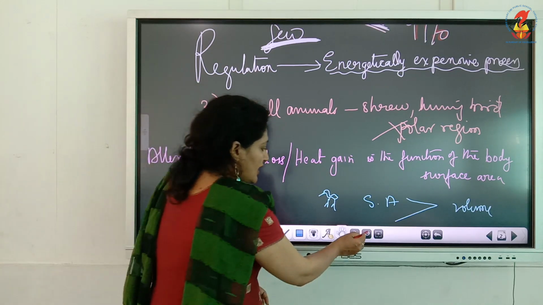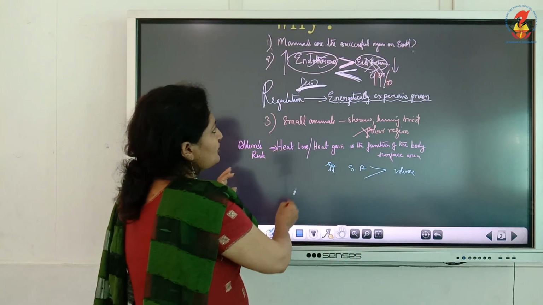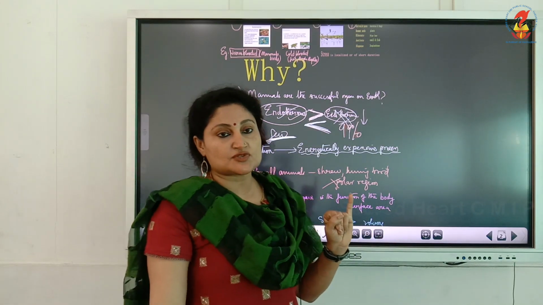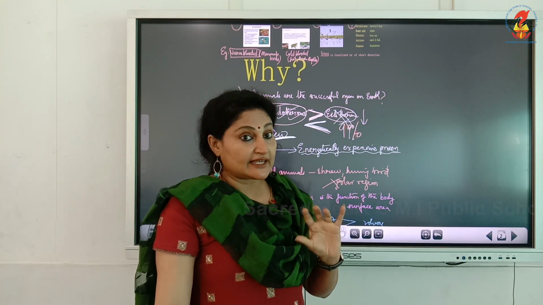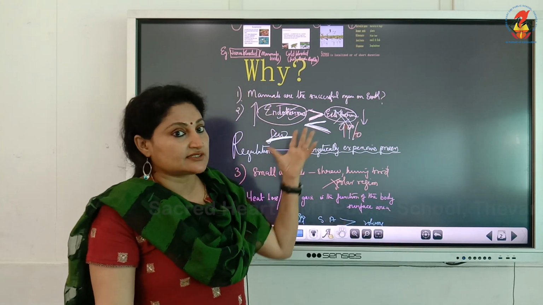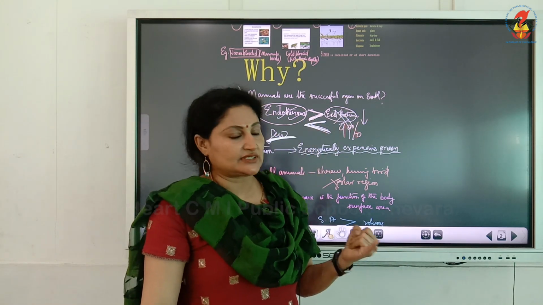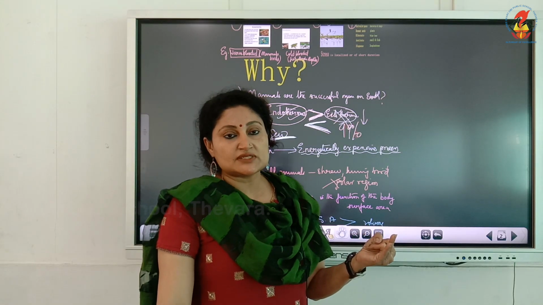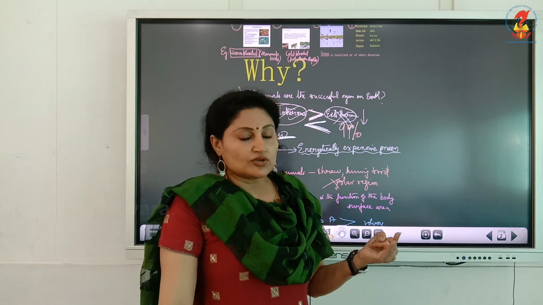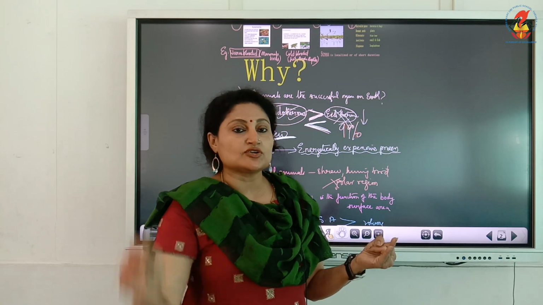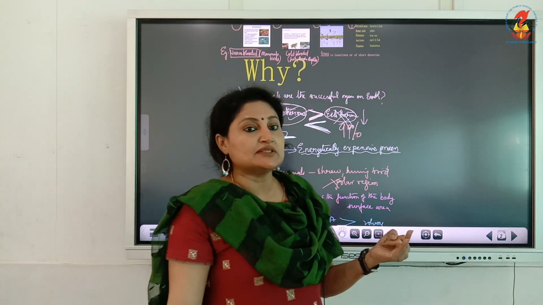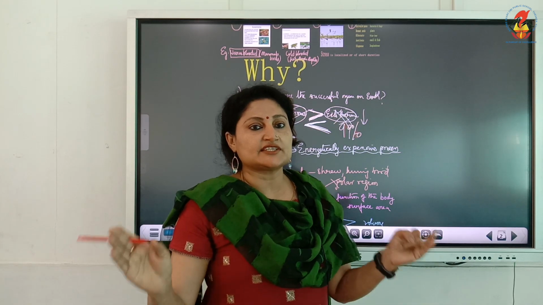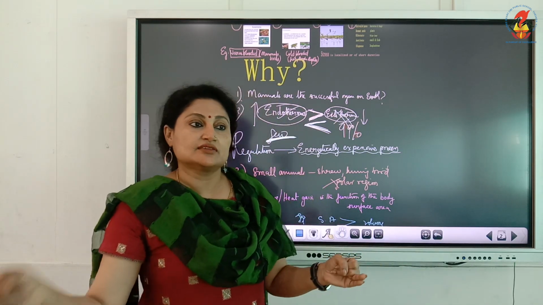So I wound up the differences between conformers and regulators with the why questions. The first why: mammals are the successful organisms on the earth's surface, and according to evolutionary biologists, this is because of the ability for homeostasis. The second why: in spite of endotherms being advantageous over ectotherms, why is the number of ectotherms, nearly 99%, or the majority of the animals, conformers? The answer is just in three words: it is an energetically expensive process, especially thermoregulation.